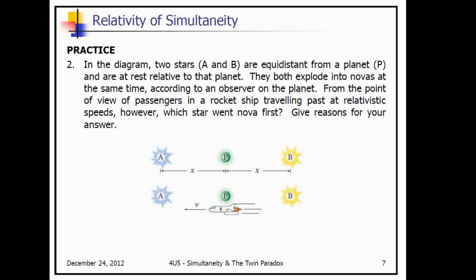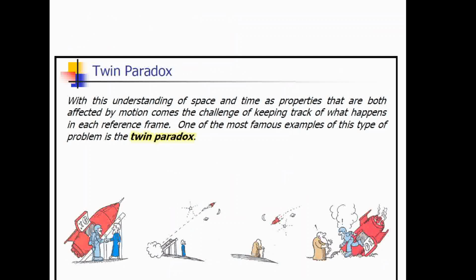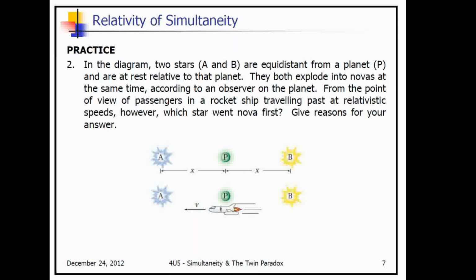For the person who's traveling at velocity v and moving towards A, they would see A occur first and B occur second. The reason here is that if we observe the length contraction or the time dilation, the time it takes for the rocket ship to travel to A would be less than the time to look back at B.